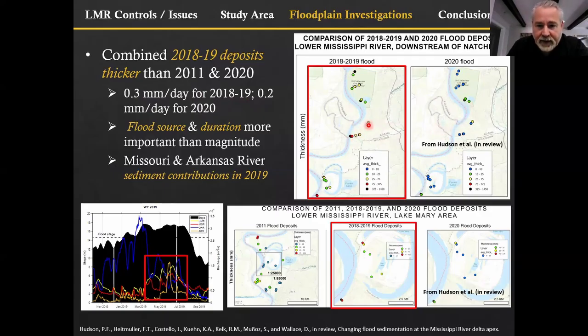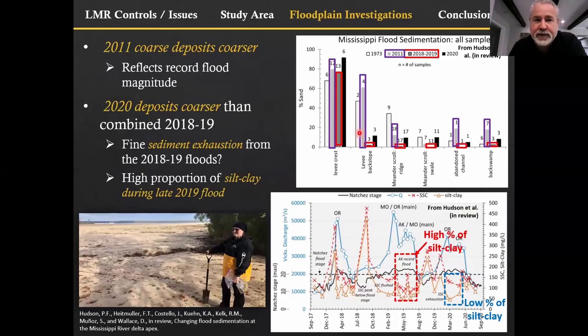So we'll take a look at this in a little bit. We believe that the longer duration events, of course, contributed to thicker deposits, but also because more sediment was coming in from those western tributaries in 2019, that also put in probably a little bit more sediment into the areas, all else being equal.